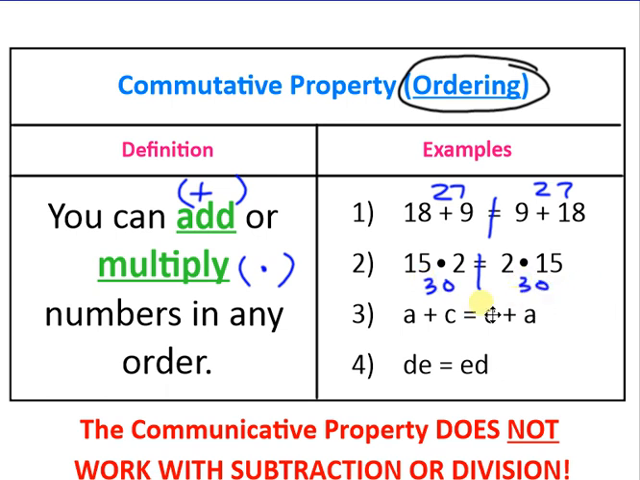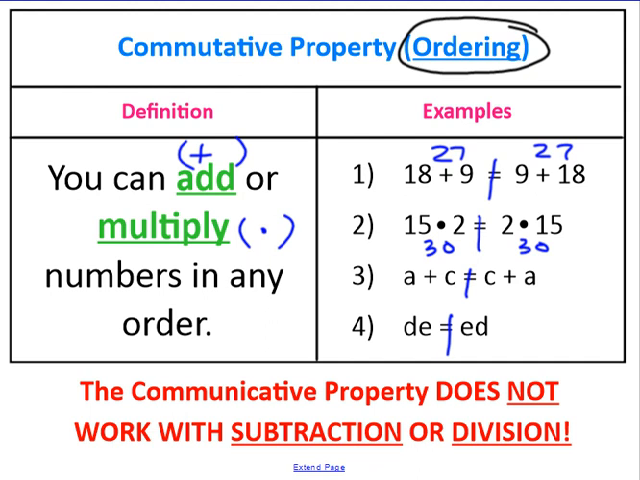It's the same thing. I can also use it with variables. A plus C is the same exact thing as C plus A. Likewise, I can also do it with variables with multiplication. Again, here's my equal sign. D times E, because remember they're next door to each other, that means multiplication. D times E is the same thing as E times D.